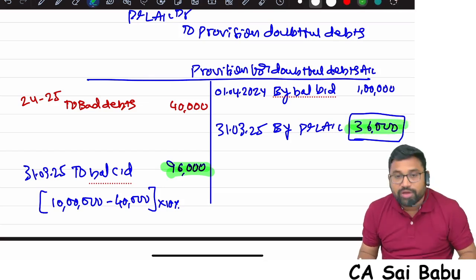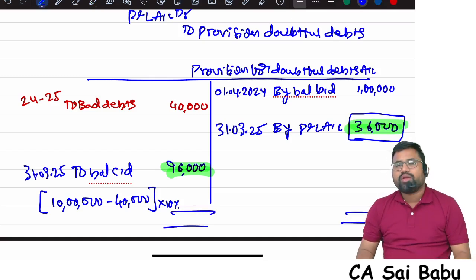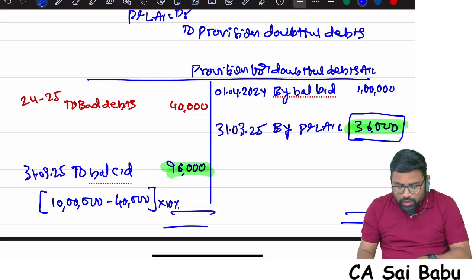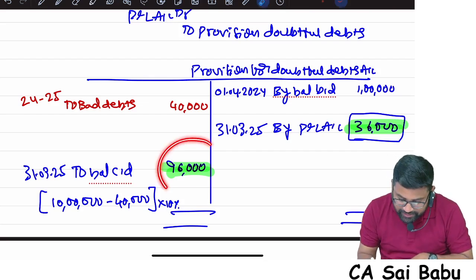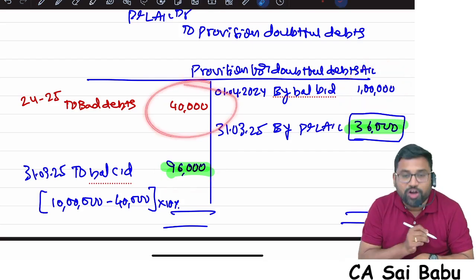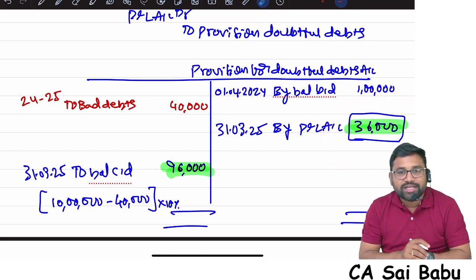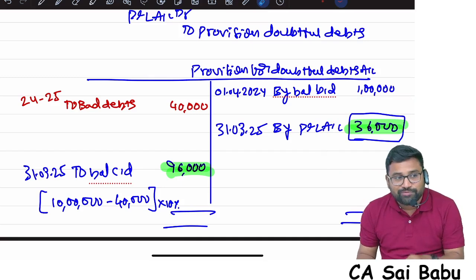Now tell me whether you have understood the concept or not. Sir, closing how much I need to maintain, sir? 96,000. What is my opening, sir? 1 lakh. Bad debts already 40,000 adjusted, sir. So therefore still how much provision I need to create? 36,000. Sir, this you can solve by statement also.